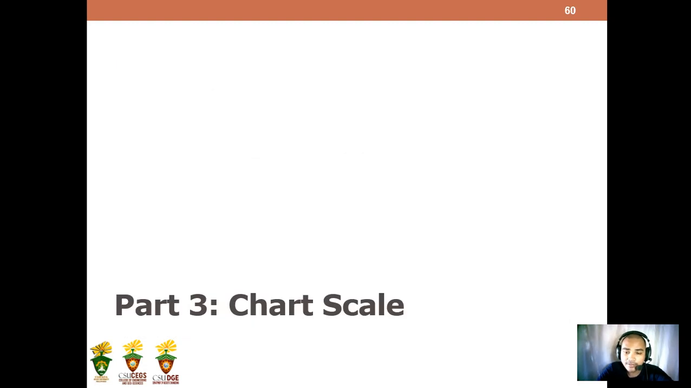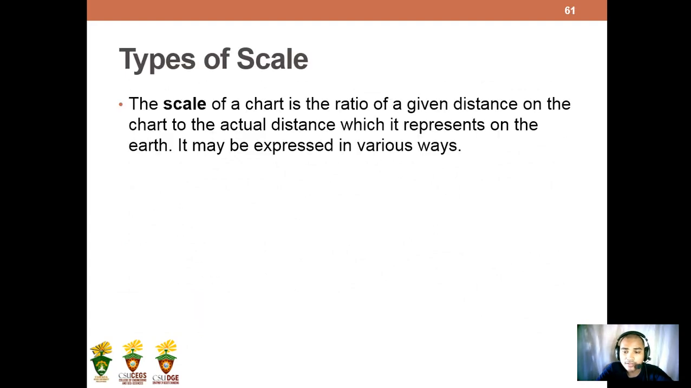Let's go to part 3 of this material, which is all about chart scale. Let's recall the definition of a scale. The scale of a chart is the ratio of a given distance on the chart to the actual distance which it represents on the Earth. So the scale is just the ratio of the chart distance and the actual distance.